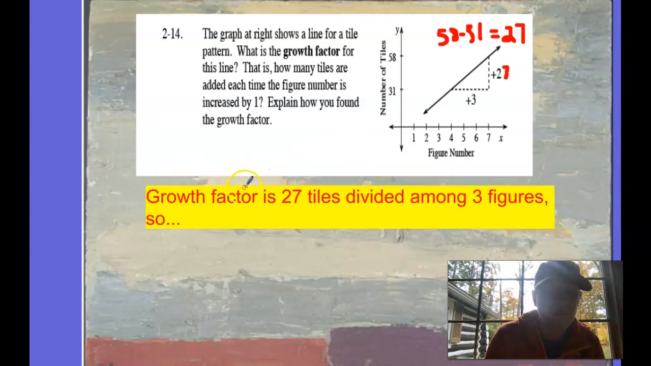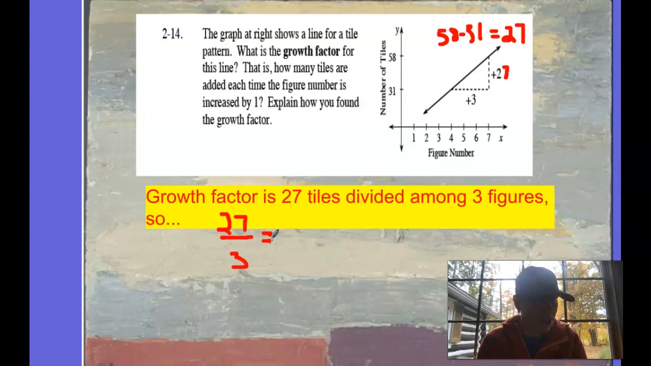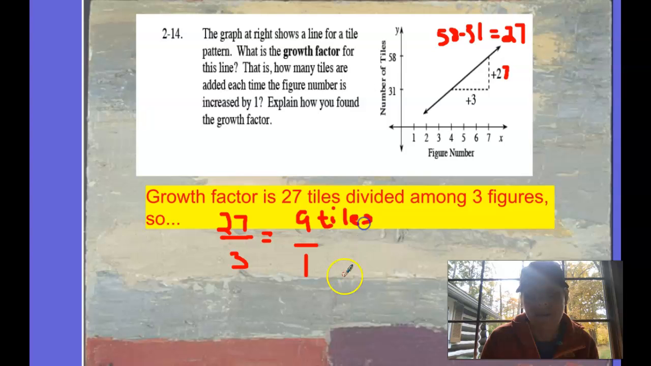That's how many tiles have grown among three figures, because we went from figure 4 to figure 7. So the growth factor here is 27 tiles divided among those three figures. So I'm going to set up that fraction, 27 divided by 3, and most of you are pretty good at division, so that gives us 9/1. That means our growth factor for this line is 9 tiles for every figure. I'll label that here, 9 tiles, and this is per one figure.